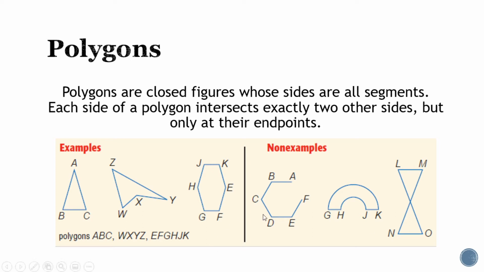So the examples on the left would be key examples right here. This is a 3-sided figure, 4-sided figure, and 6-sided figure. Now this is not one because it is not closed. This is not one because this is not line segments. These are curves. And this is also not one because these line segments are intersecting at multiple points. Okay? And they intersect each other. Okay? So we'll move on.